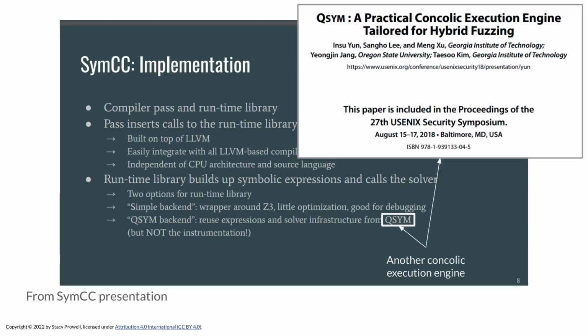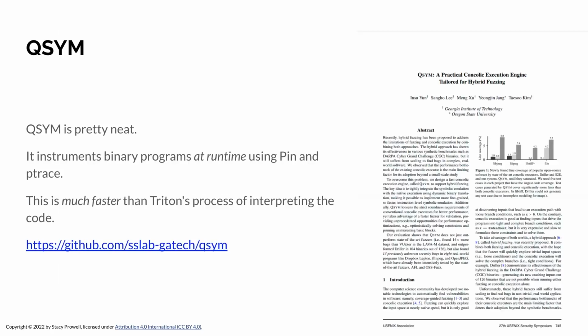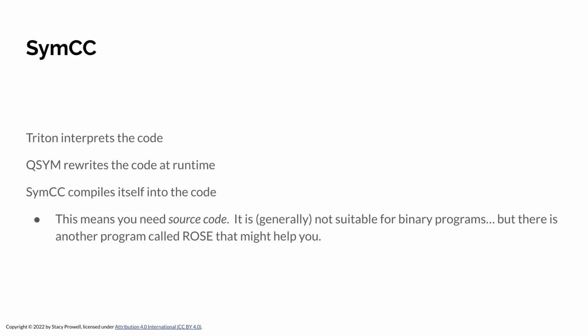What's going on there? Well, to figure that out, we need to take a look at QSYM. QSYM is something that I think is pretty neat, as you can tell from the slide. It instruments binary programs at runtime using Pin and ptrace. Now, we talked about how ptrace works and how to enable it if you need to. This is way faster than interpreting the code. Okay? Way faster. And you can go and find that online. There's a URL for it. And there's some papers written about it.